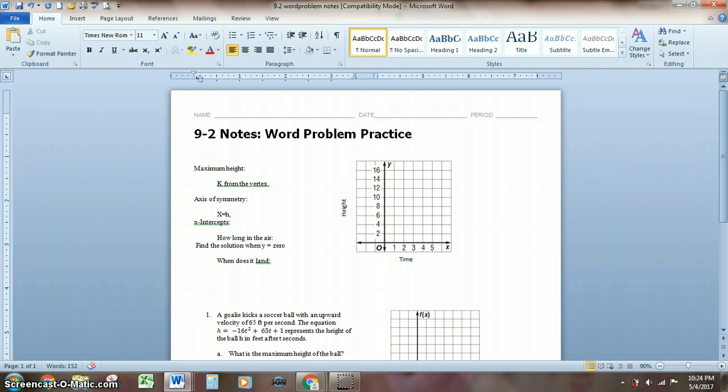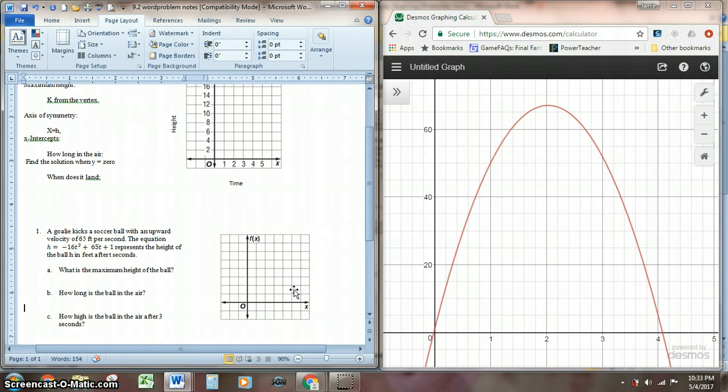Everything that we do with these word problems is what we had to do in section 9.1. The only difference is there's a word problem attached to it. So let's look at one of these examples. You'll see here that I've already pulled up the equation we're going to be using on Desmos, but we'll talk about what that parabola represents here in just a second.